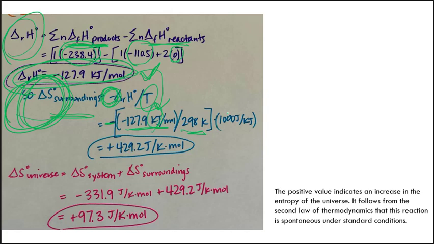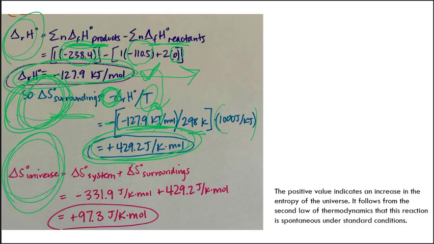This is in kilojoules, so I multiplied by 1,000. You could have done that right up here before you plugged it in. That's fine. Do the math, and we should get an entropy for the surroundings of 429.2 joules per Kelvin mole.